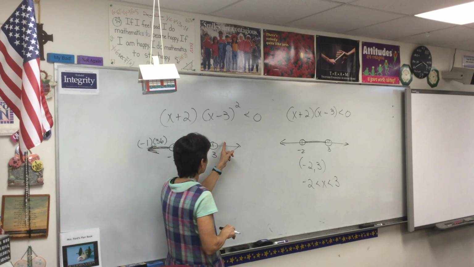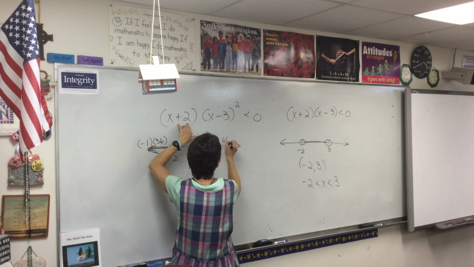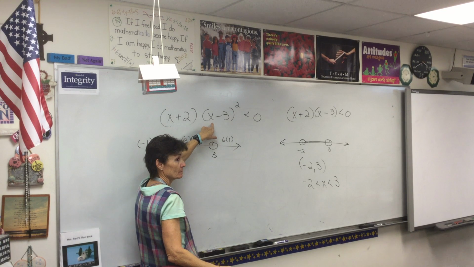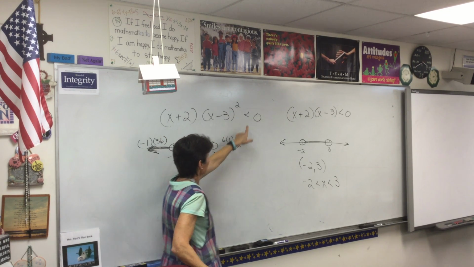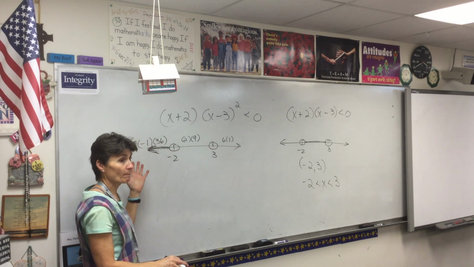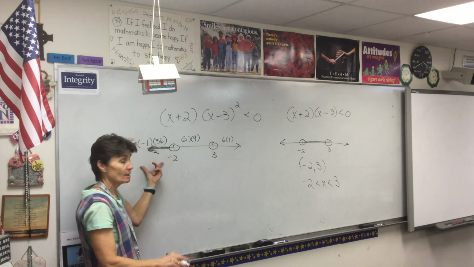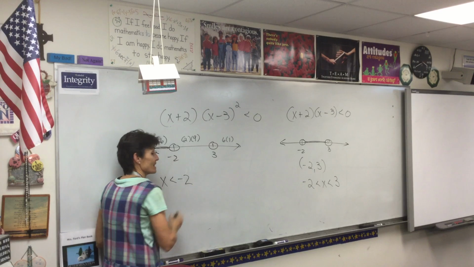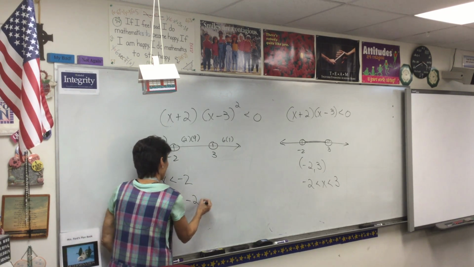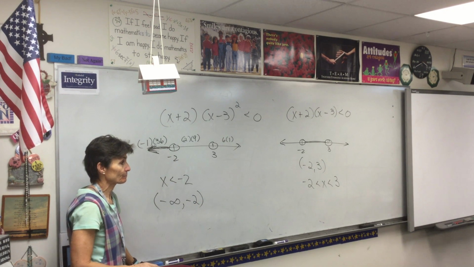All right? Now, pick a number bigger than 3. 4. That gives me 6 times 1 squared, 1. Is 6 less than 0? No. So the only part of the number line that gave me answers that were less than 0 was right here. So my answer is everything less than negative 2. Or, this time interval notation's harder, but if you want to write it that way, you can. I don't care how you write it.